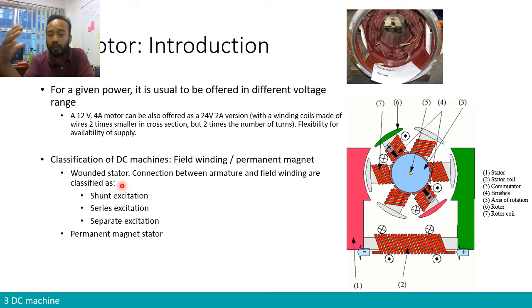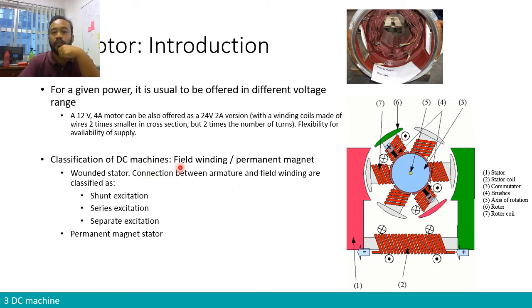Why would we want a field winding? Because we want a certain flexibility to regulate the magnetic flux, or the magnetic field, in which the armature is placed. If you don't need that kind of flexibility, you can use a permanent magnet DC motor, where you don't have the possibility to adjust or modify the magnetic field inside the machine.